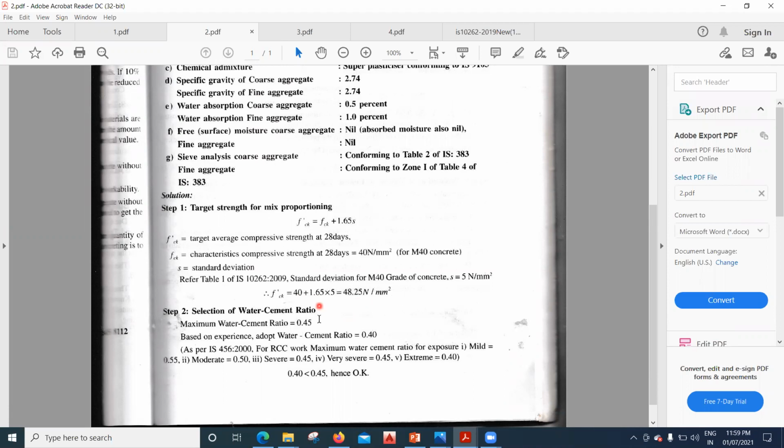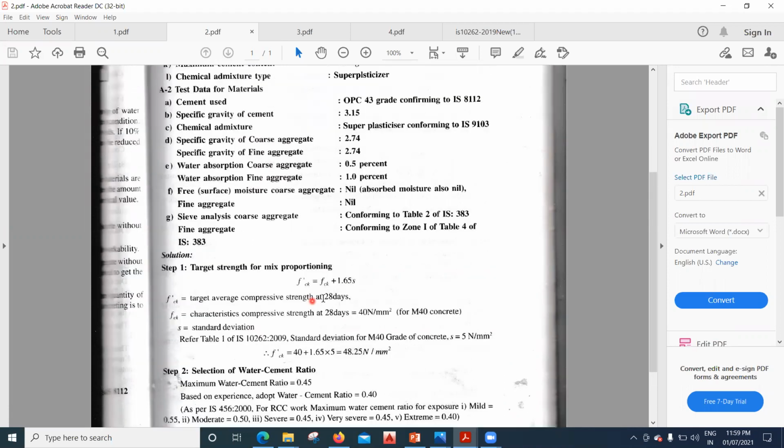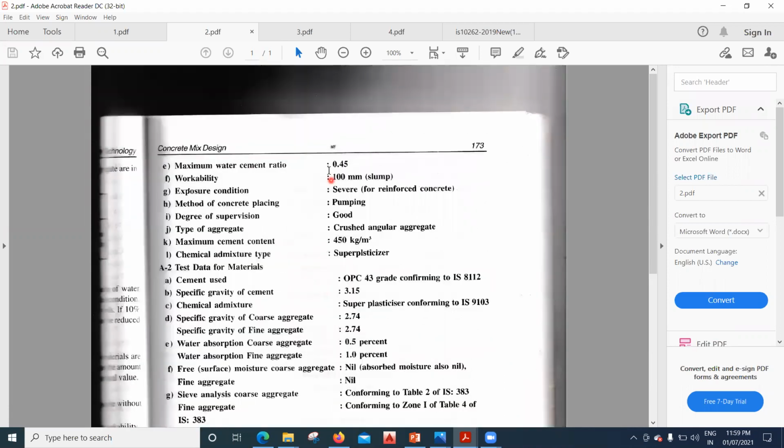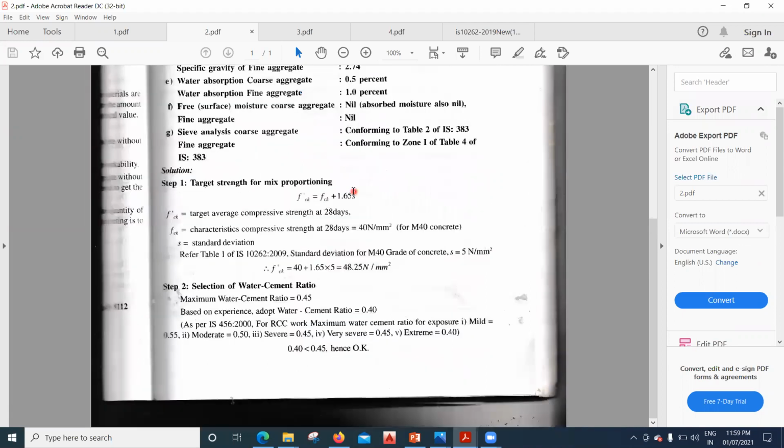Next is selection of water cement ratio. It's given that the maximum water cement ratio we should take is 0.45. So what you're going to do now, we'll assume based on experience, adopt a water cement ratio of 0.40, right? Now this 0.40 is what these people have taken in this textbook. It's not that you have to take 0.40 only, you can take even 0.41, 0.42 also. Okay, no one is going to stop you. But since they are based on experience, when you do a lot of mix design, you get a certain idea for this particular mix. This is enough for us. So here they have taken 0.40, we'll go with the same value only, right?